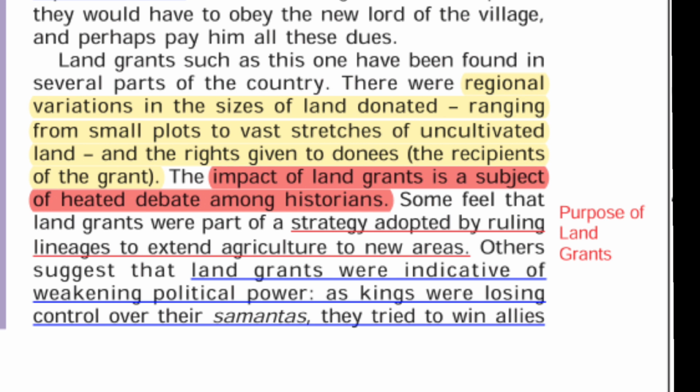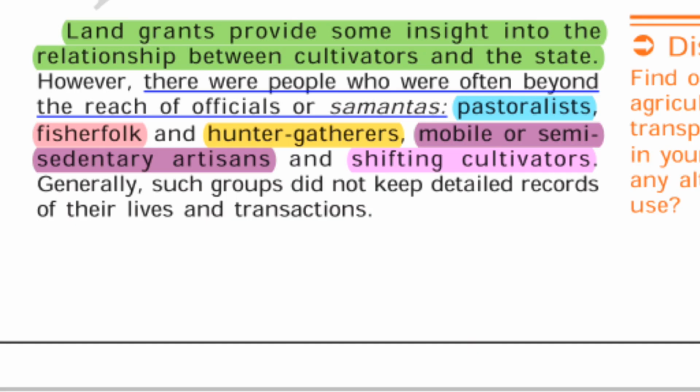On one hand, land grants provide some insight into the relationship between the cultivators and the states. On the other hand, there were many groups of people who were beyond the reach of officials or Samantas. Those were pastoralists, fisher folk, hunter-gatherers, mobile or semi-sedentary artisans and shifting cultivators.